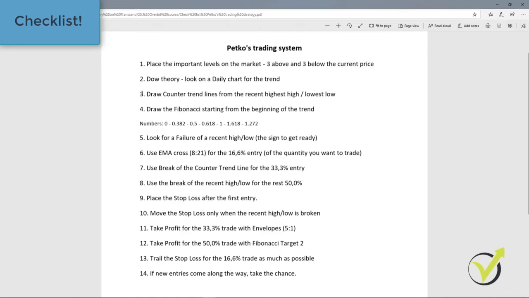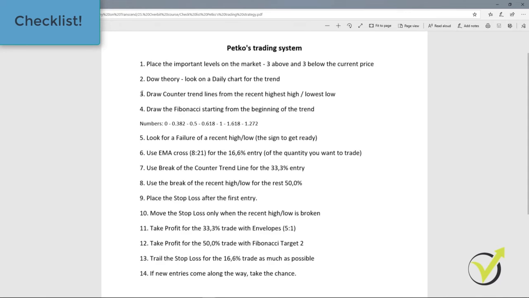6. Use exponential moving average cross 8 and 21 for the 16.6% entry. And one more time, I will make it clear, this is a percentage of the whole amount you are planning to trade, not from your account. Okay, so if you want to trade 1 Bitcoin, then with the EMA cross you will open just 16.6% of this 1 Bitcoin. Alright? 7. Use break of the counter trend line for the 33.3%. 8. Use the break of the recent high or the recent low for the rest 50%.